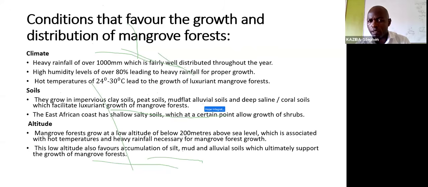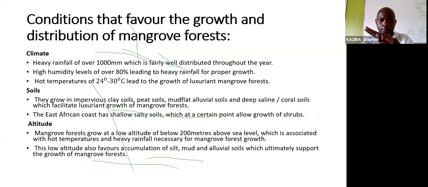Rainfall of over 1,500 millimeters, which is fairly distributed, favors the growth of evergreen mangrove tree species. High humidity of over 80%, leading to heavy rainfall for proper growth of trees that are evergreen throughout the year. Hot temperatures of 24 to 30 degrees, leading to the growth of luxuriant vegetation. Then when you're done with climate, you go to soil.